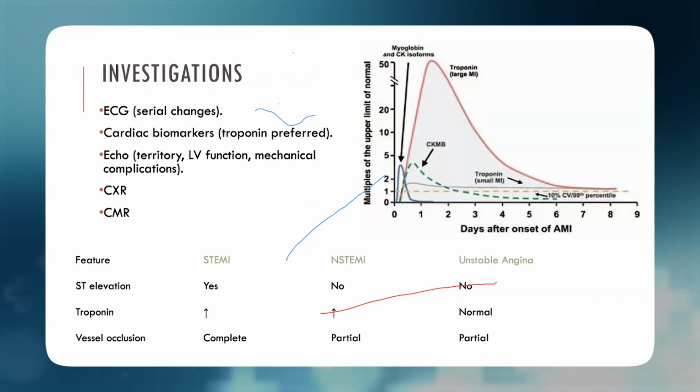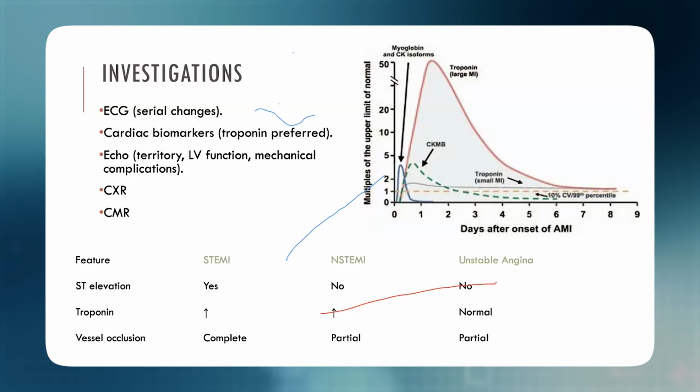Echo, we see which territory of the heart is involved, whether anterior or inferior wall, and we also assess the LV function, how much the heart is pumping, because that leads to prognosis, whether the patient will develop heart failure, whether there are mechanical complications like MR or septal rupture. Then we do chest X-ray and cardiac MR, which are just ancillary investigations. They are not needed for diagnosis of MI.